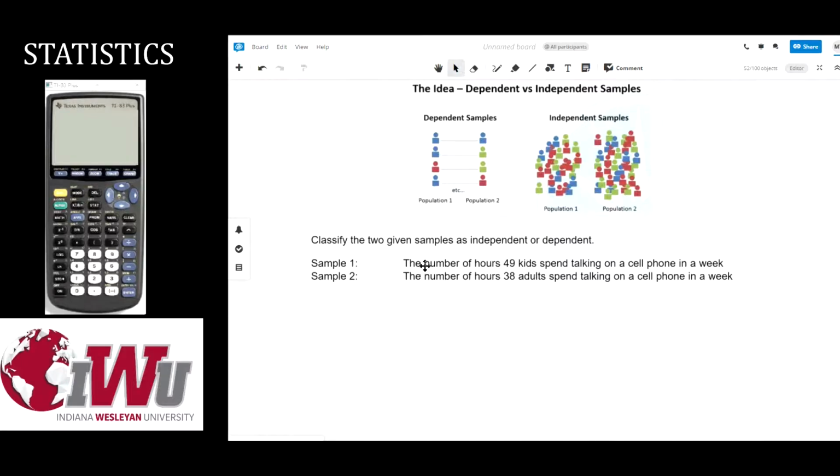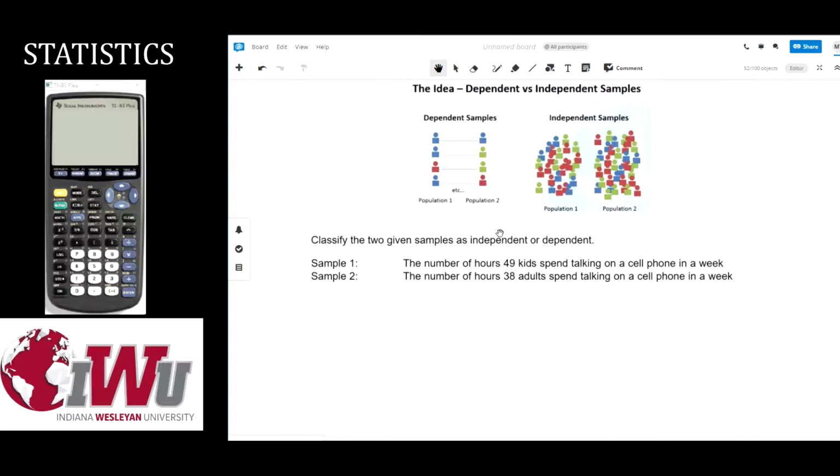Sample one is the number of hours 49 kids spend talking on a cell phone each week. Sample two is the number of hours 38 adults spend talking on a cell phone each week. So we have two separate samples. We're looking at kids and we're looking at adults, just the number of hours they're spending talking each week on cell phones. They're different. They're independent from one another.